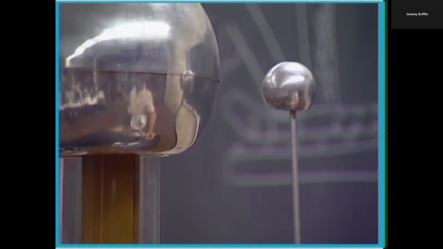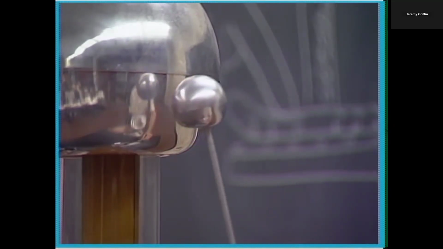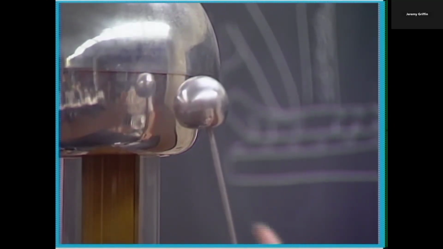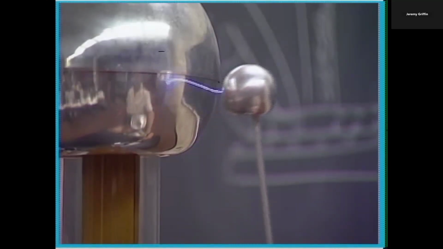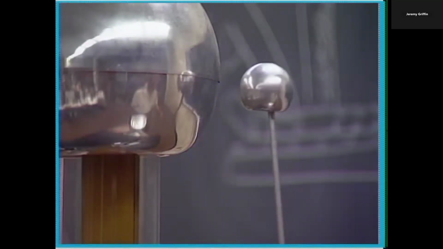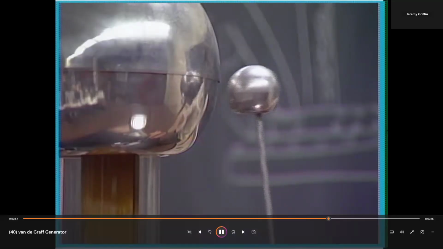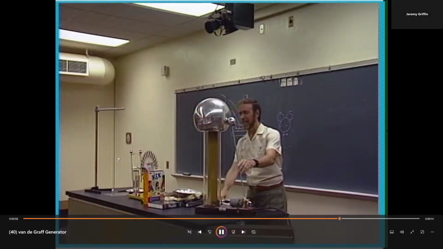Notice that I am keeping this closer to the dome than my head. Guess why? I don't want to put my head closer than this. Now let me show you that it does charge. Let's try this, gang.